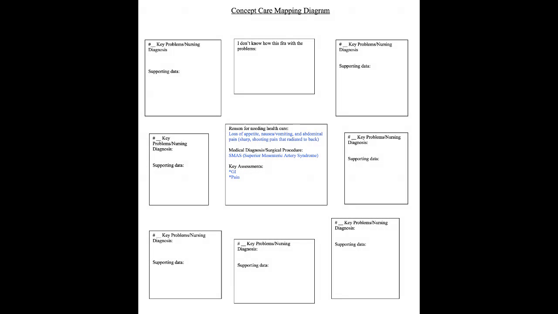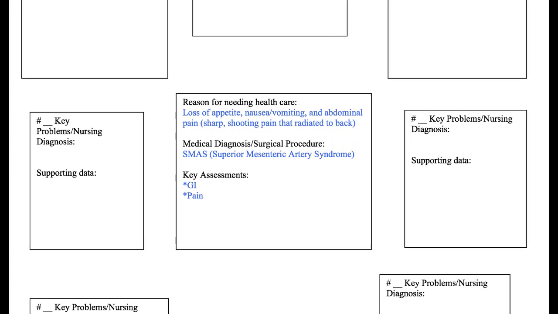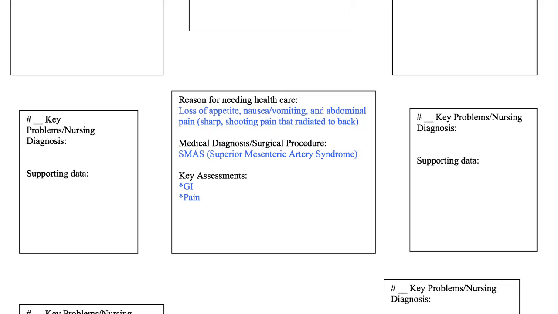Once you have reviewed the patient information, you should begin the concept map in the center block. Reason for needing healthcare, medical diagnosis or surgical procedure, and key assessments. As you can see, our example patient came into the emergency department due to a loss of appetite, nausea and vomiting, and abdominal pain. The patient was given an admitting diagnosis of superior mesenteric artery syndrome.